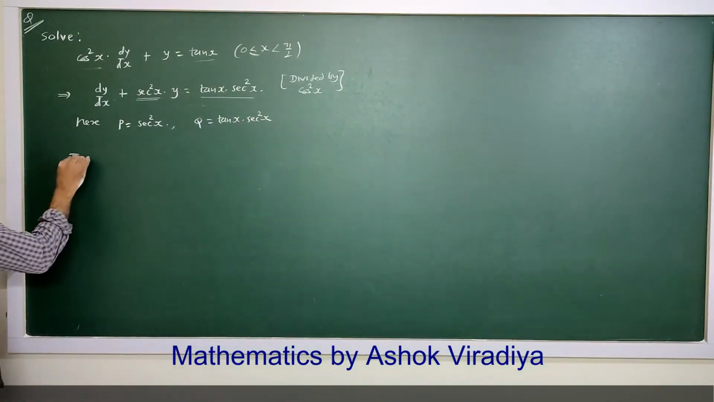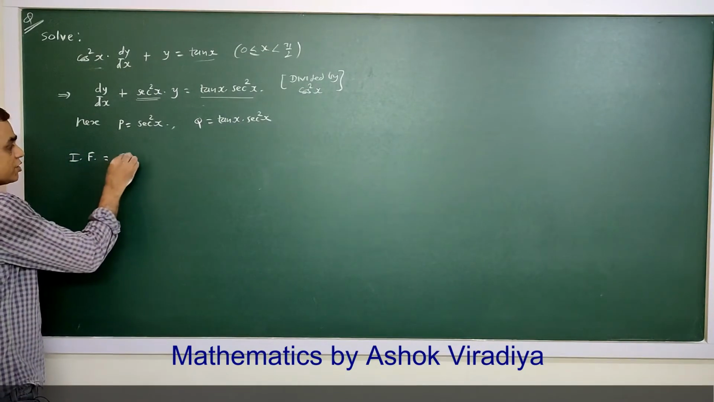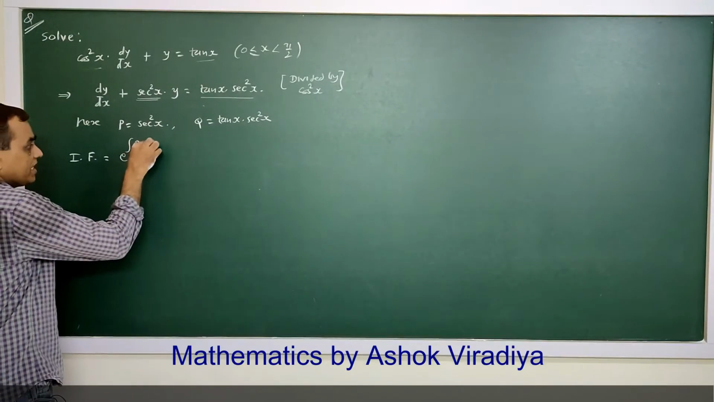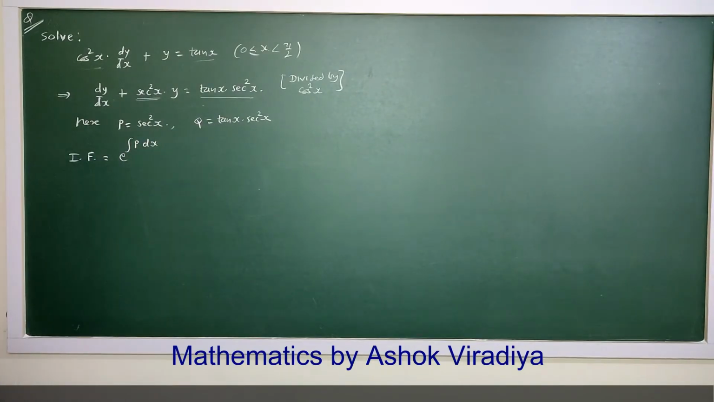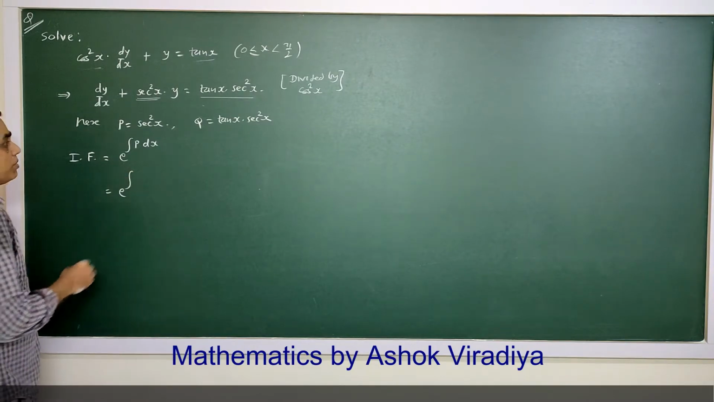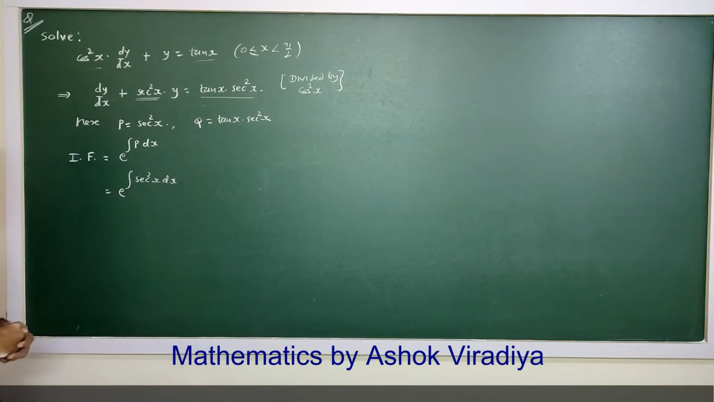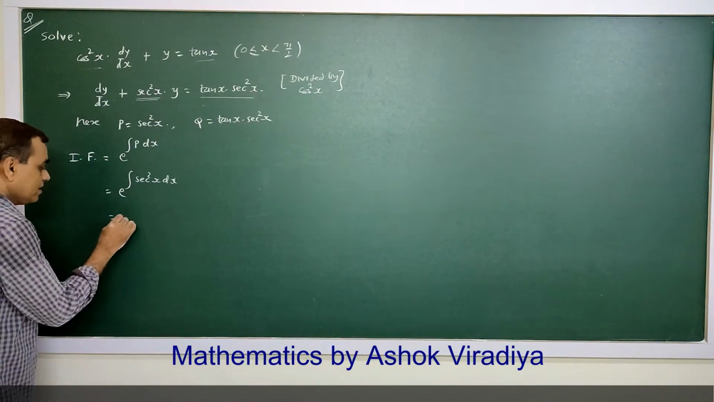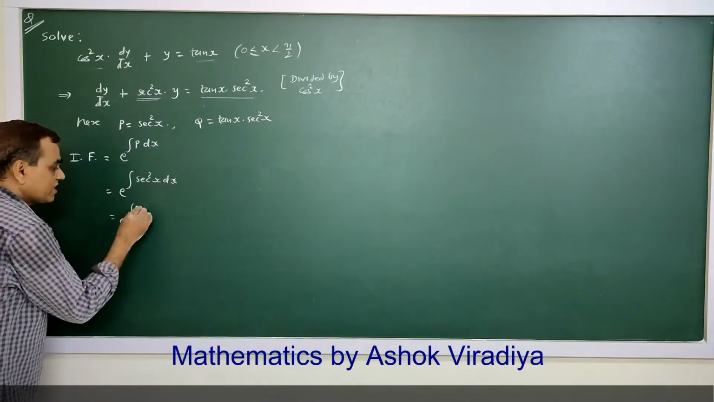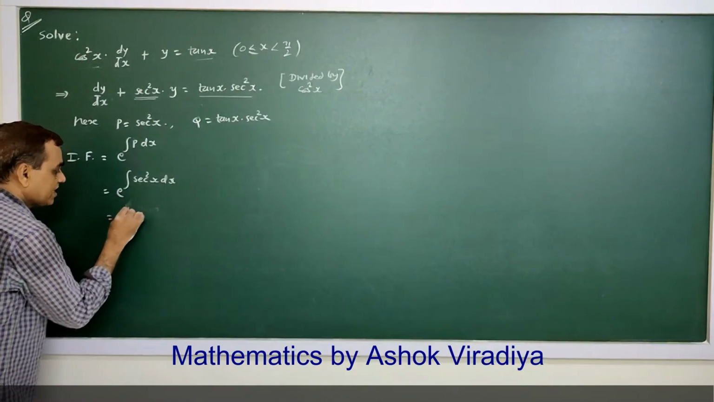Integrating factor is e raised to integral of P with respect to x. So it is equal to e raised to, now P is sec square x. So it is e raised to, now integral of sec square x is tan x.